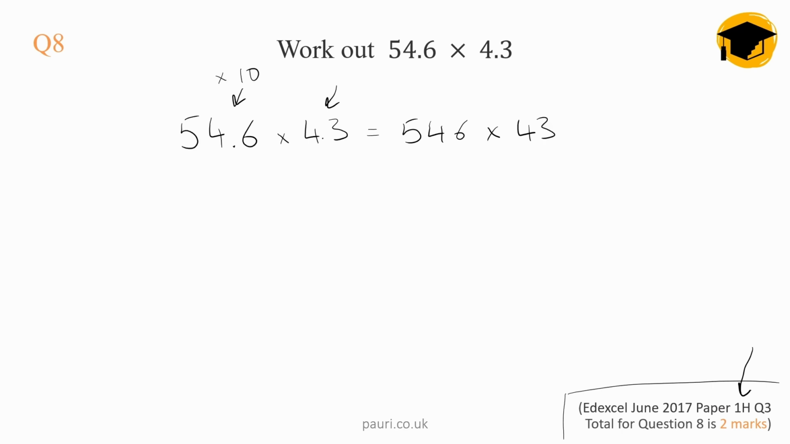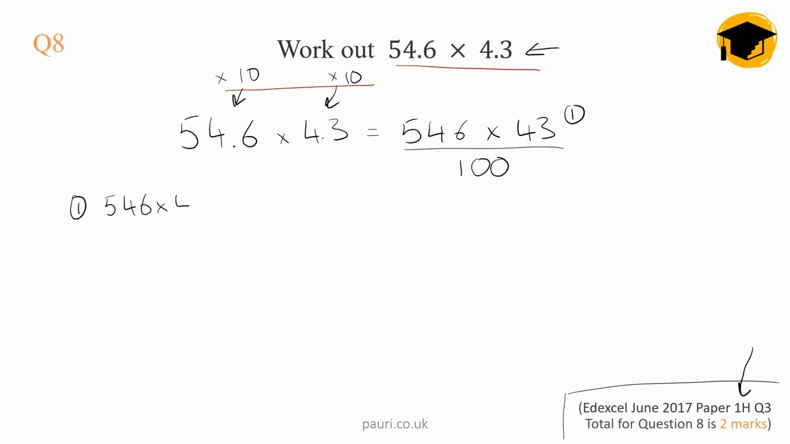If I times by 10 here and times by 10 there, 10 times 10 is 100. To get back to what I had as my original question, if I'm timesing by 100 at the top, I also need to divide by 100 to get back to what the question was originally. So on the left hand side, if I call this 1, and 1 is just going to be this calculation, 546 times 43. Make it easy for yourself. Write down what you're doing and show the examiner what you're doing to make it easy to follow for you and for them.